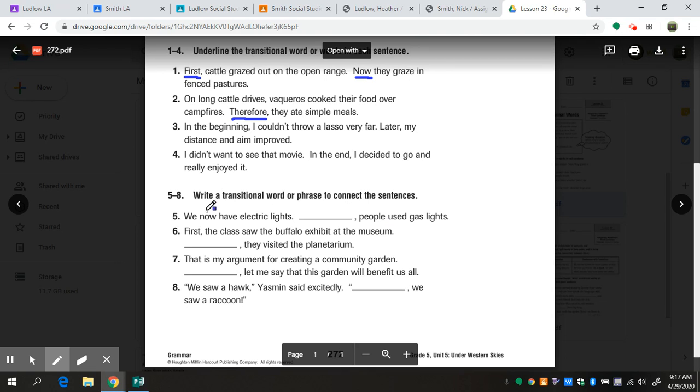So let's look at number 5. We now have electric lights, blank, people use gas lights. Well, we want to indicate that this happened at an earlier time. So we're going to use the word before.